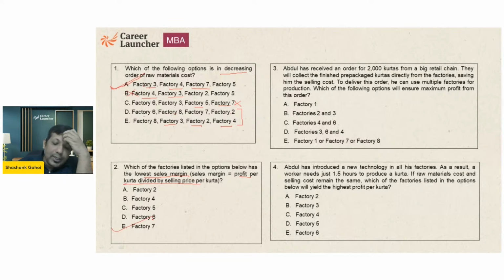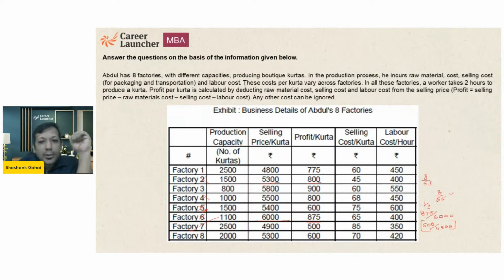Now, when the question is talking about profit, Abdul is not incurring this cost. So it means this cost is going to be moving to this profit. Now he wants to maximize the profit. So in factory 1, what is the profit he is going to look for? That is going to be 835.